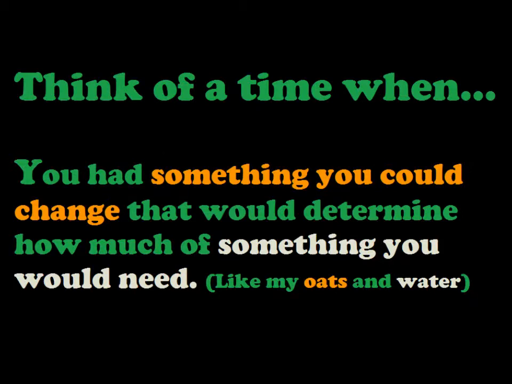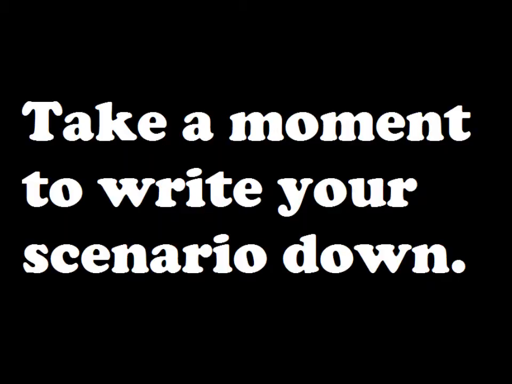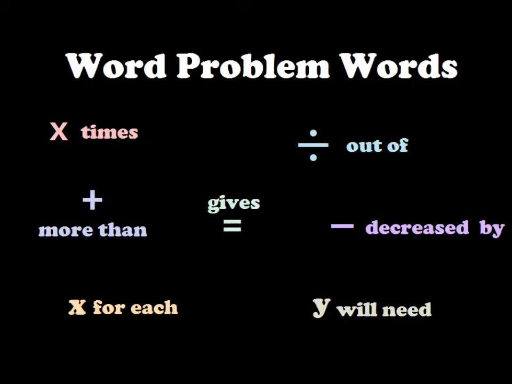Can you think of a time or a situation where the amount of something that you have can change, and that determines something else that you need? Similar to what I was talking about with how much oats I have determines how much water I need. Also take a moment to write the definition for an independent variable and a dependent variable in your own words.